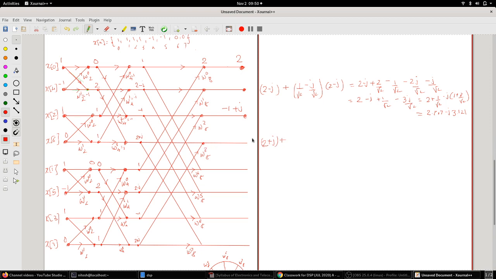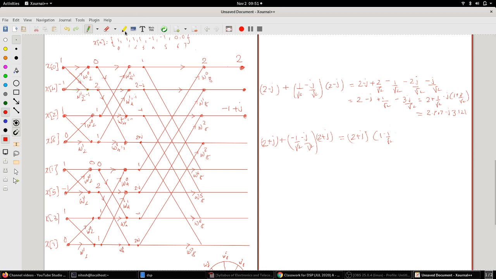W3 of 8. W3 of 8 is in the second quadrant. So this is like minus 1 upon root 2 minus j upon root 2 into 2 plus j. Okay, so what you are getting here is actually 2 plus j into this guy here, right? So this is like 1 minus 1 by root 2, 1 minus 1 upon root 2, 1 minus 1 upon root 2, right?